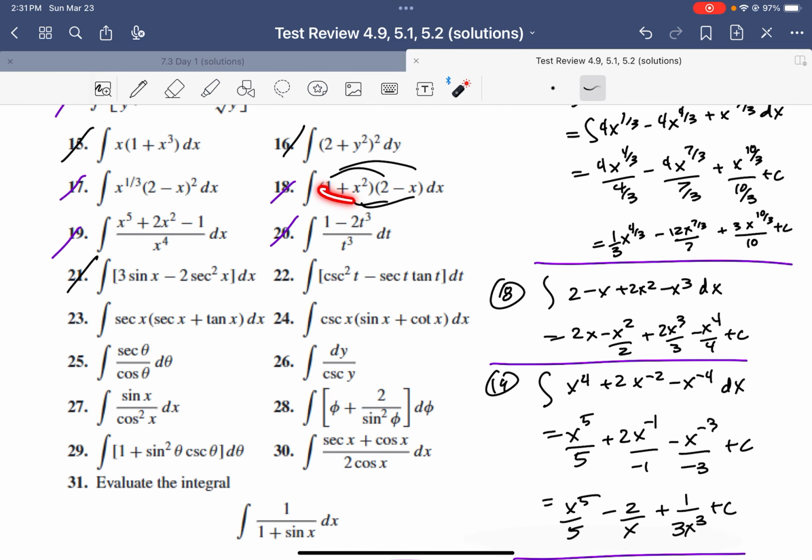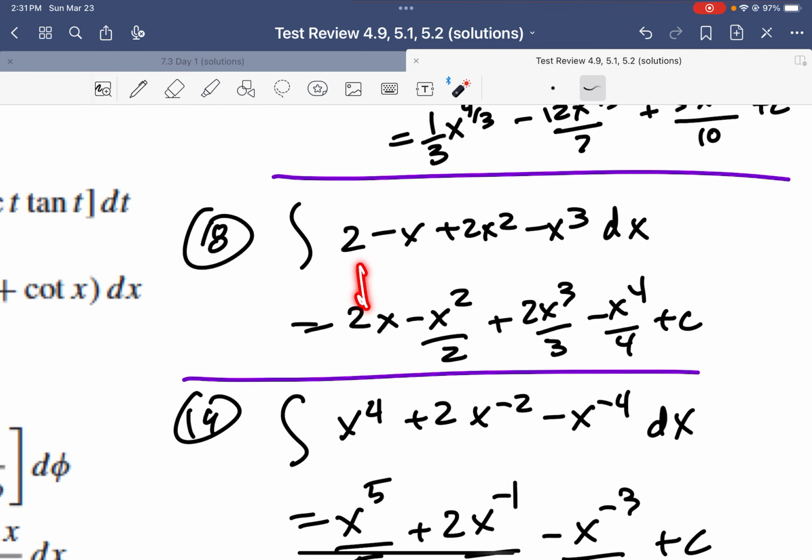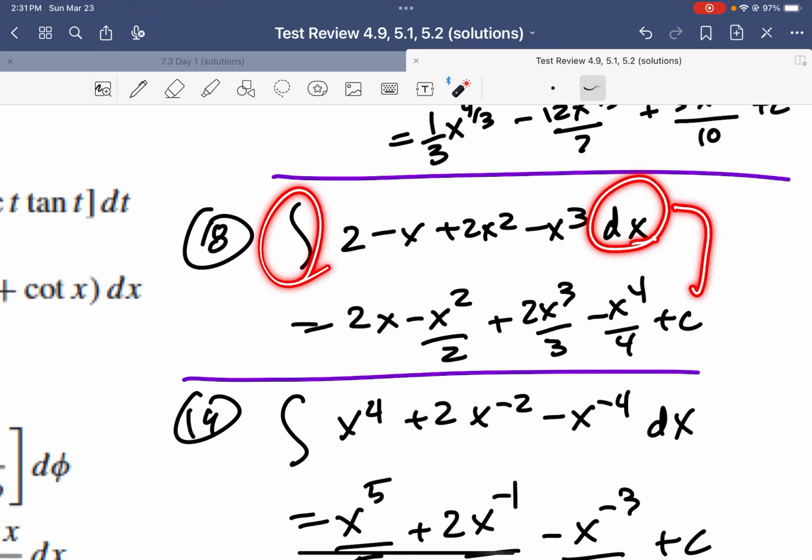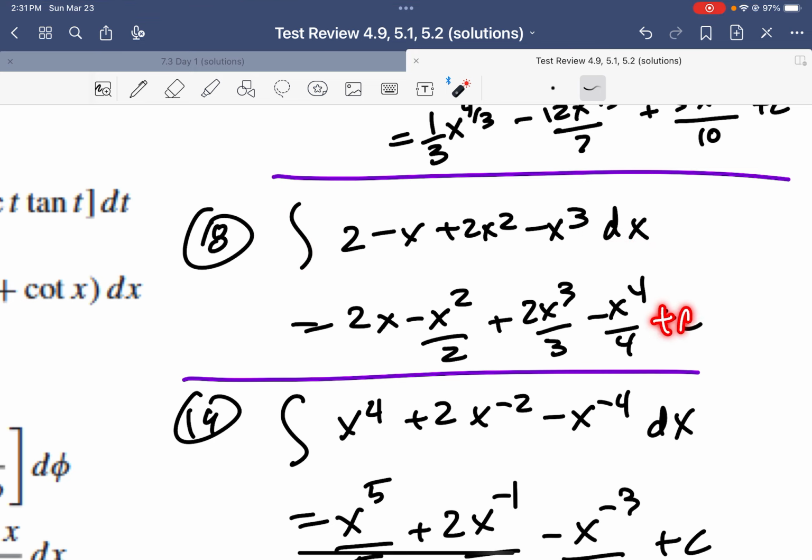18. You got to multiply this out. When you do, you should get 2 negative x plus 2x squared minus x cubed. That's the antiderivative. So is that. So is that. Don't forget your plus c. Again, notice as soon as I take the antiderivative, those go away and the plus c pops out.